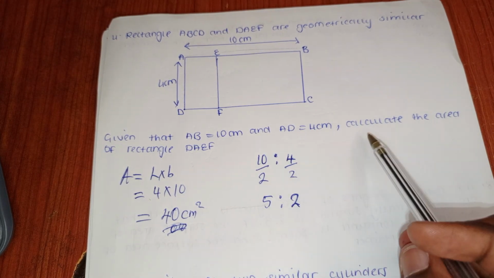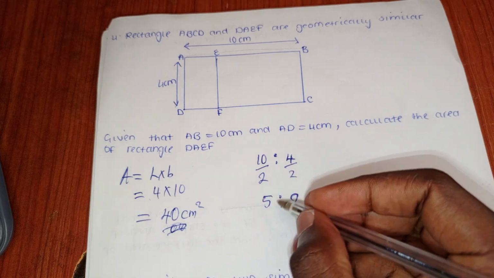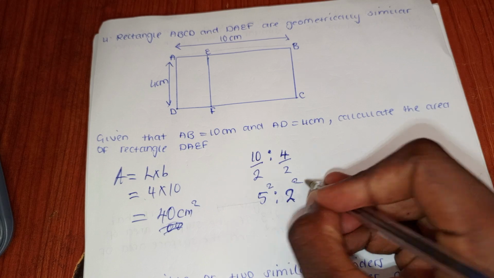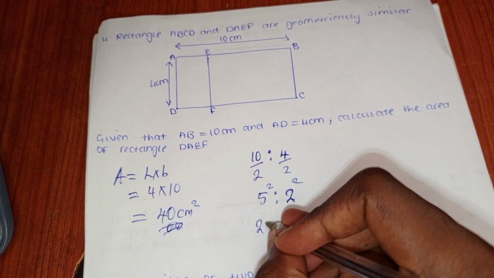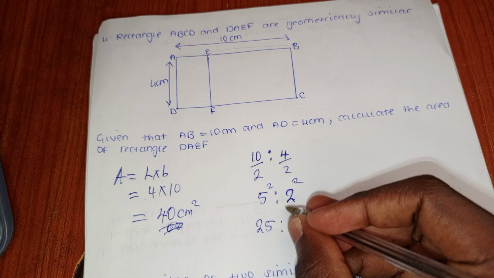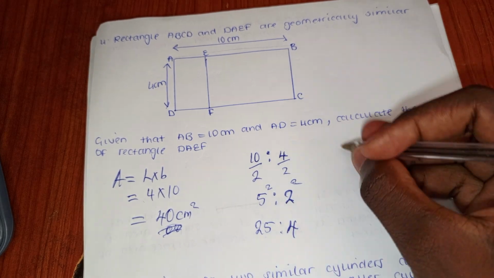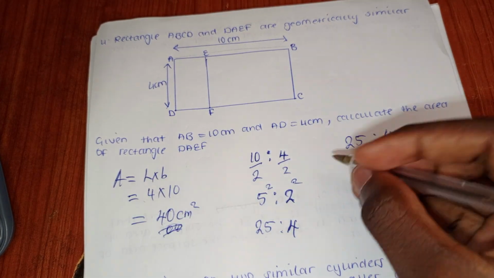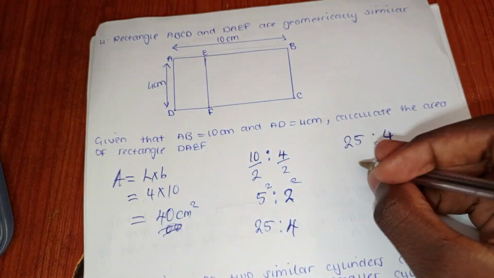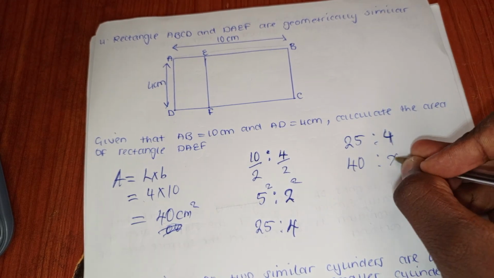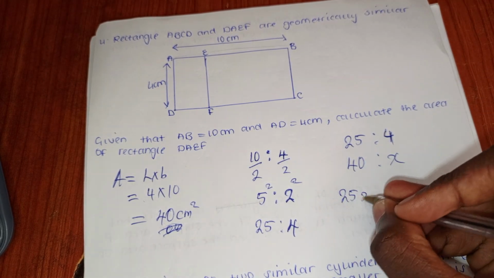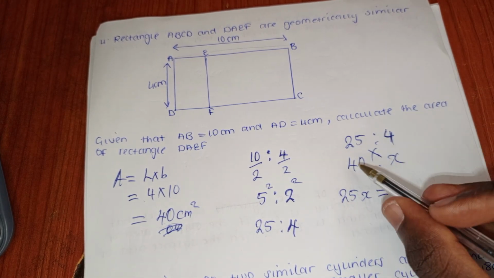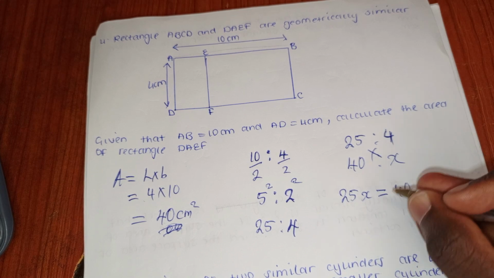Since we want to find the area, we turn the ratio of their sides into area. So we square. 5 squared, that's 25. 2 squared, that's 4. So 25 to 4. So we have the 40 for the bigger one. So 40 to x. So 25 by x, that's 25x, is equal to 40 by 4.